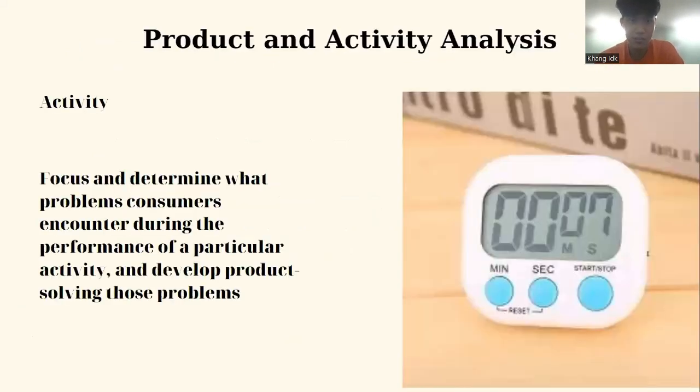First is product and activity analysis, which breaks down into, first, activity analysis. Activity analysis focuses on determining what problems consumers encounter during the performance of a particular activity and developing products solving those problems. For example, when you're new to cooking, you don't notice that much timing when you cook your food, so the food will easily get burned. So marketers develop a countdown timer, a kitchen countdown timer, as seen in this photo here.